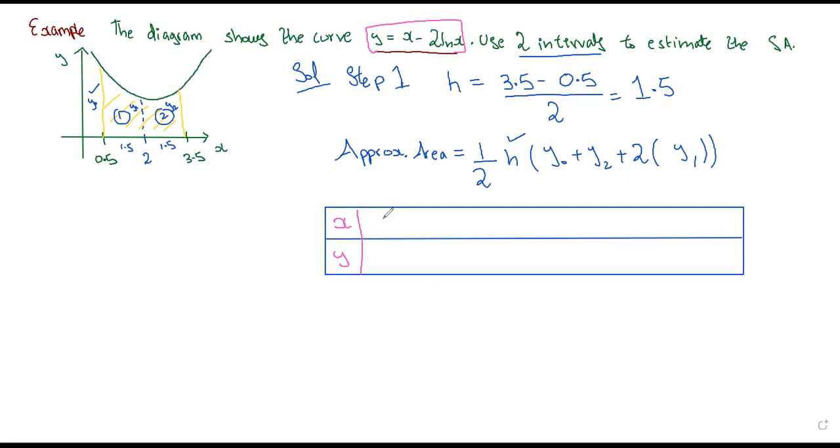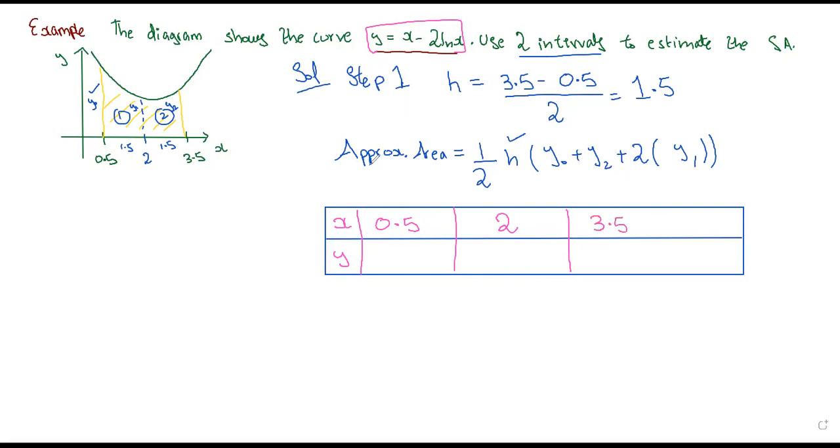So what is x naught? 0.5. Very good. What is x1? 2. And x2? 3.5. Very good. Now we need to find the corresponding y's.